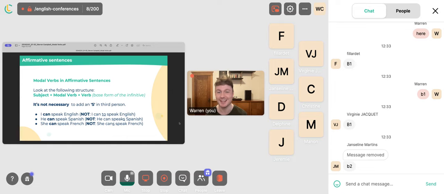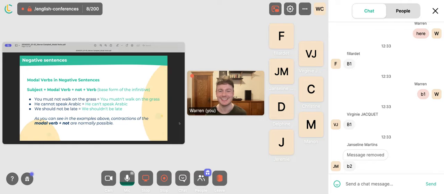Okay. So, modal verbs in affirmatives. Okay. No S with third person. Key thing to remember. Let's take a look at some negatives. Okay. The structure is very similar. All we're doing is adding not. We add not after the modal verb and before the verb.